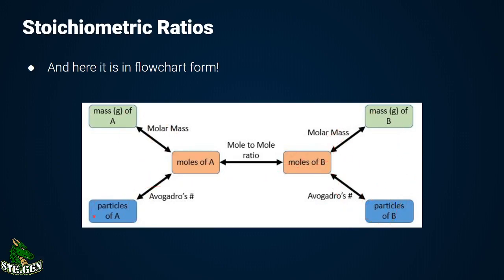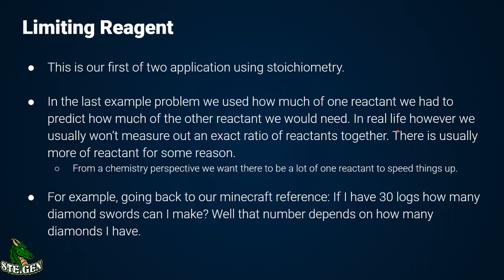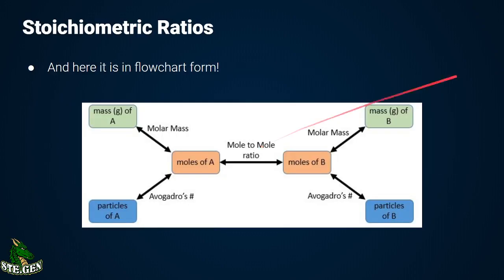You could figure out particles of A into how many grams of B you have. Or if you have the mass of how much of something A in a reaction you have, you can figure out exactly how many particles of that thing you'll need. Or you can stop in the middle and go to the moles of any of the pieces. Sorry, I was jumping ahead. So this flowchart is going to be really important.